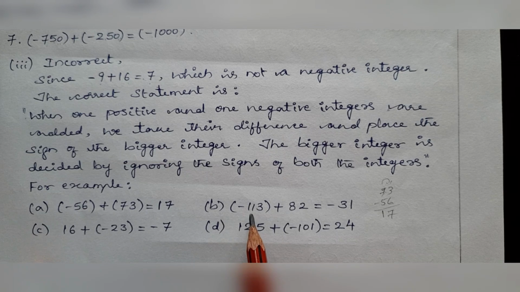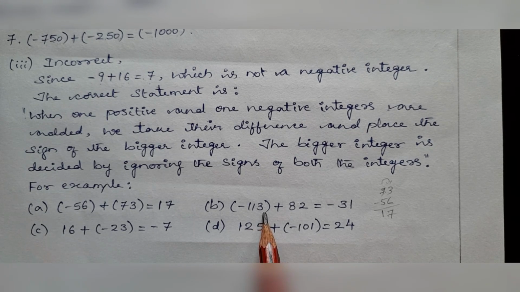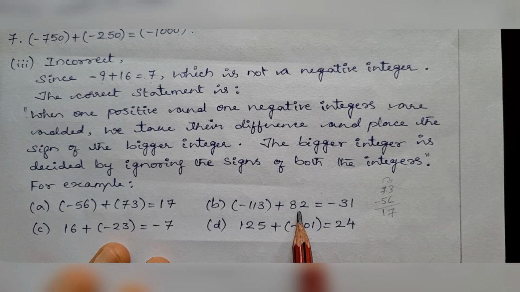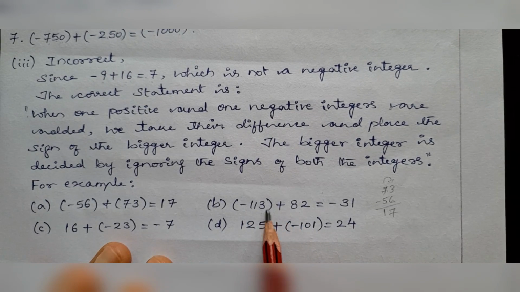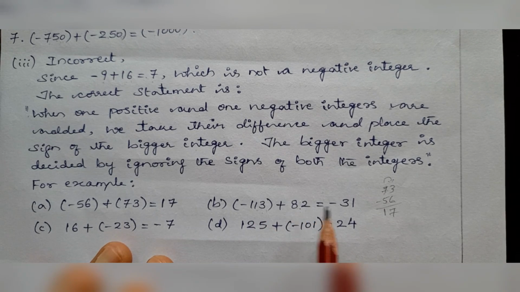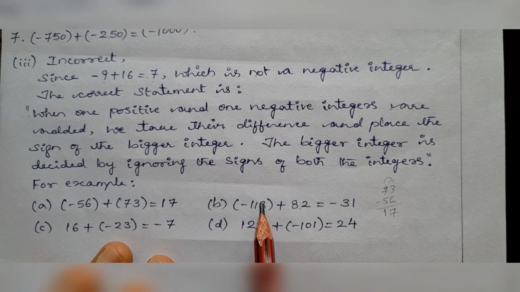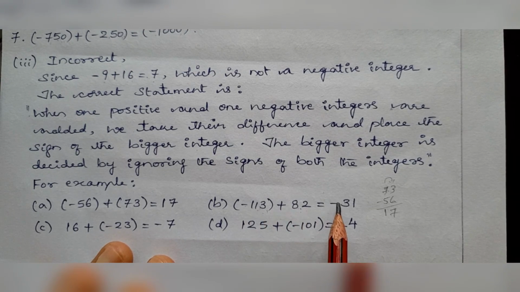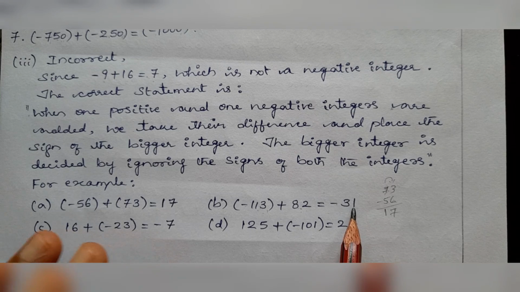Next, minus 113 plus 82, here a negative integer, here a positive integer, 113 and 82, take the difference here, so we'll get 31, but the bigger integer is 113, the sign is negative, so minus 31.